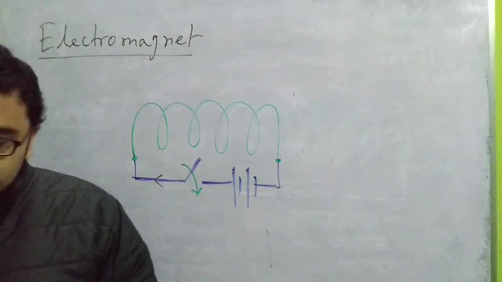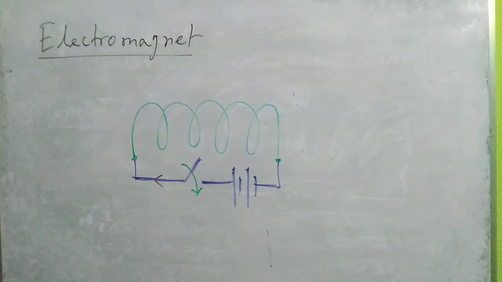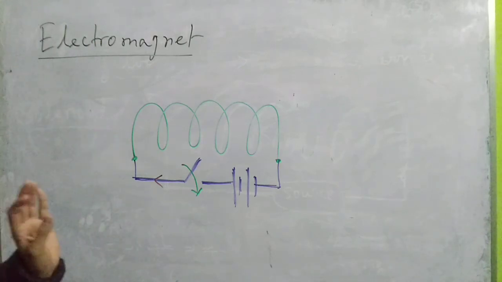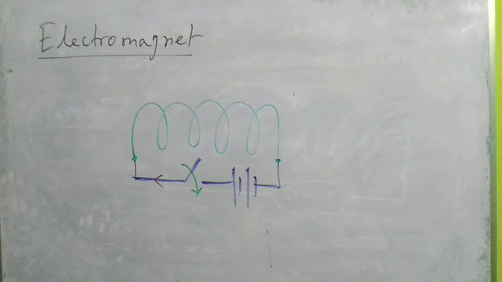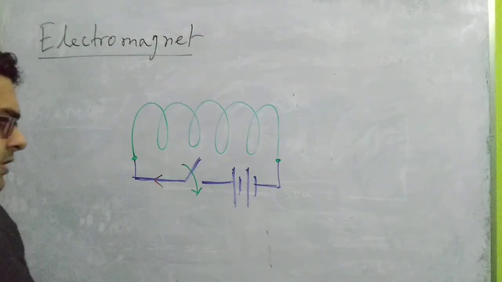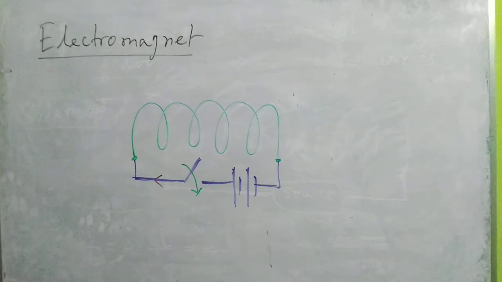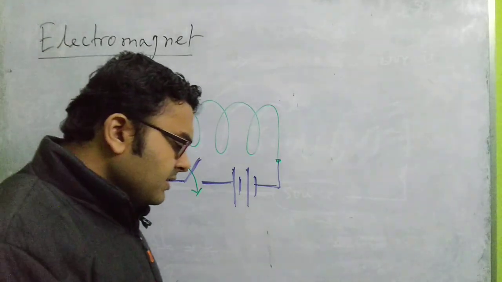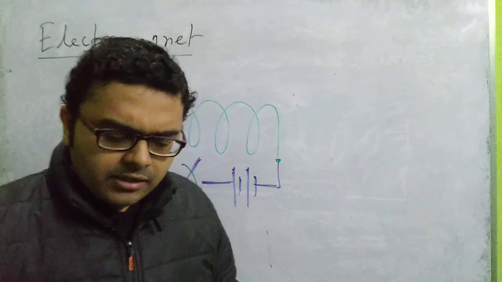The meaning is clear from the very word: magnetism developed with the help of electricity or electrical energy. So this is an electromagnet. Why are we using an electromagnet? What are its advantages in comparison to the permanent magnet?